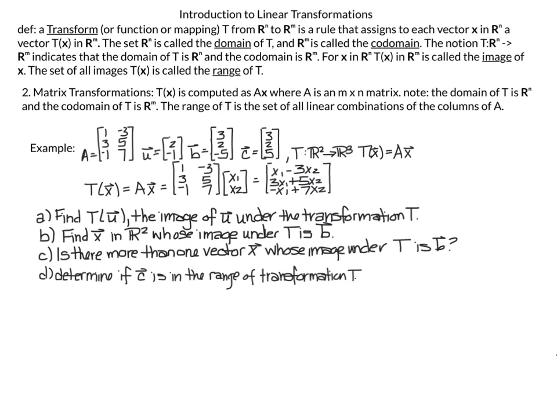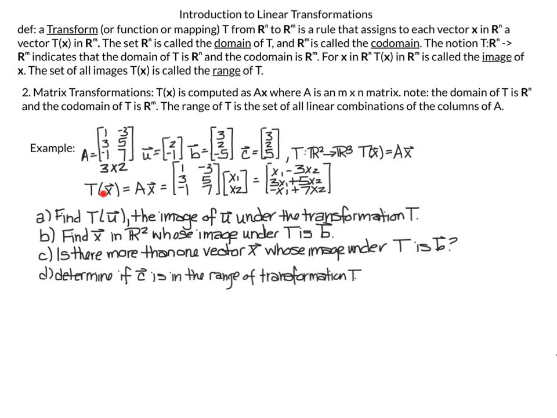Our first example has A equals, what is m? M is rows, so a 3 by 2 matrix: 1, minus 3, 3, 5, minus 1, 7. u is equal to the vector 2, minus 1, b is equal to the vector 3, 2, minus 5, and c is equal to the vector 3, 2, 5. And T is a transformation from R2 to R3, and we see that m is equal to 3, n is equal to 2, and T of x is equal to Ax.